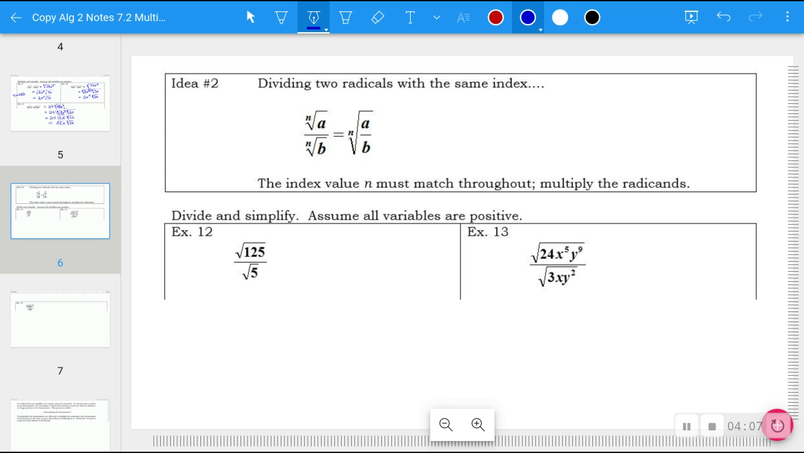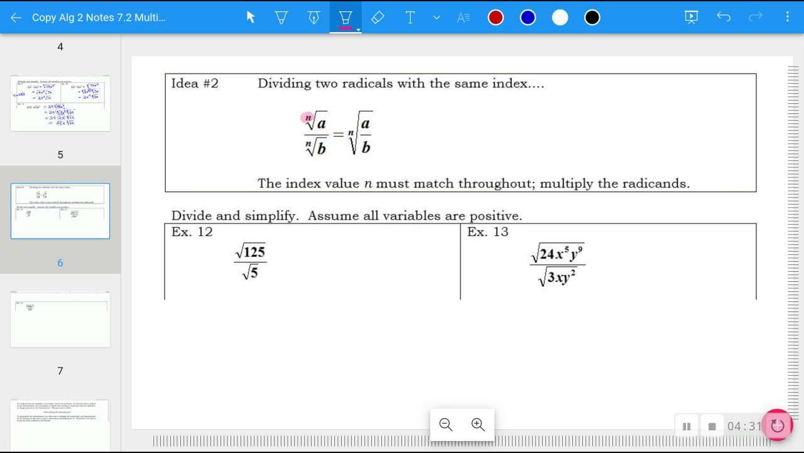Okay. The next section introduces us to a similar rule. It's not the product rule, but the quotient rule. And this one says if you start out with a division and you've got matching radicals, so for instance, this could be a cube root and another cube root, that you can put it together underneath one tall, all-encompassing cube root, or whatever root it is.